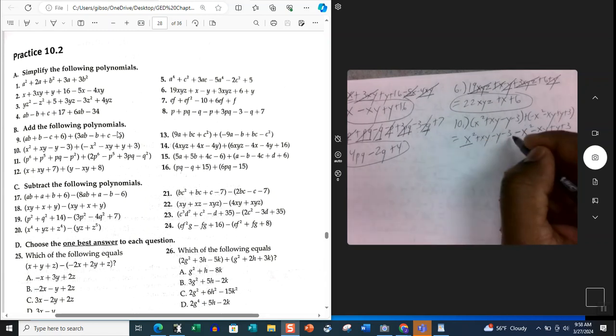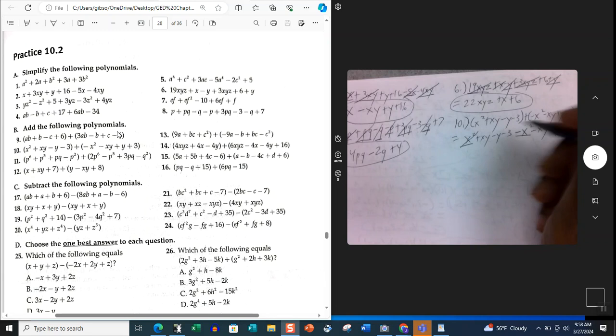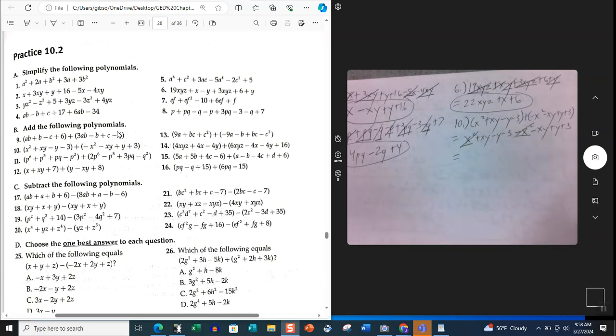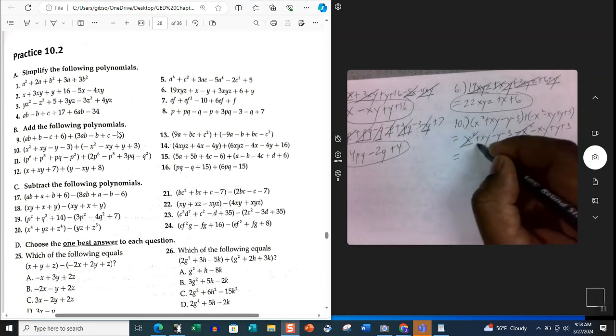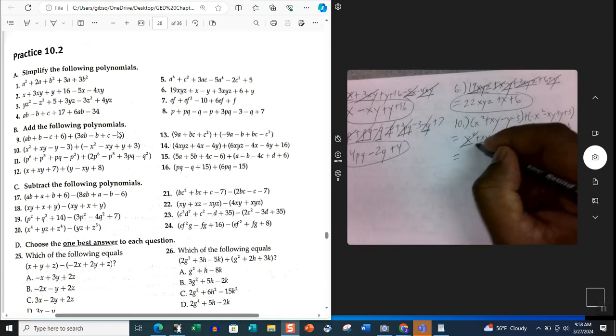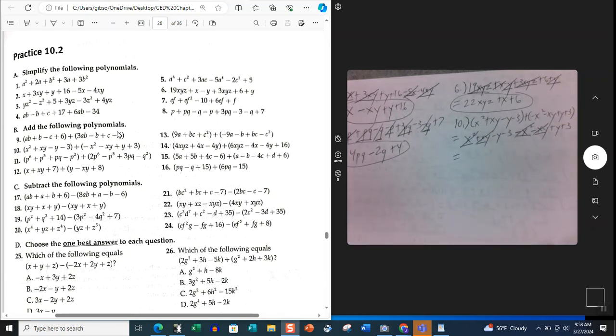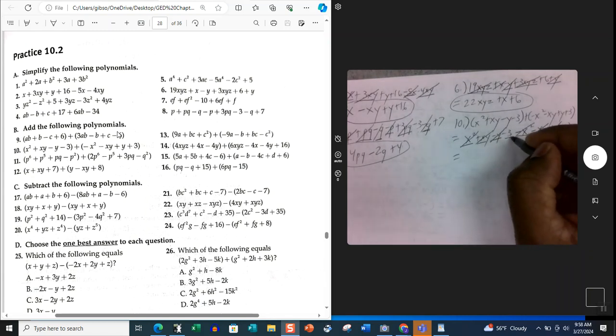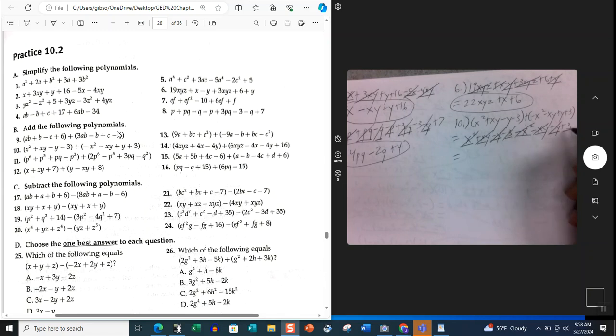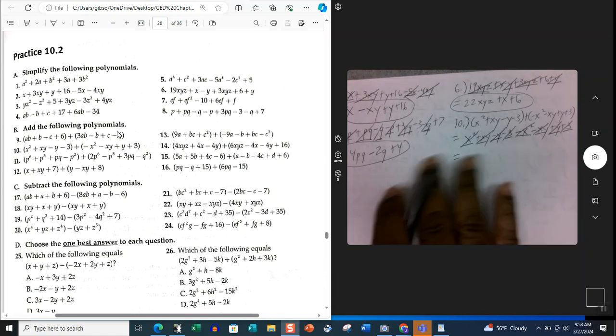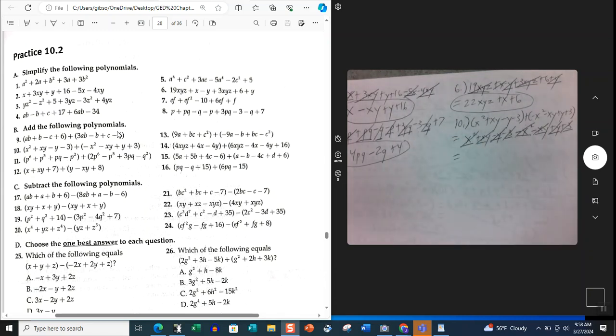So now we have x squared minus x squared. These simplify each other out. Now you add xy and negative xy. These simplify each other out. You add negative y and positive y. These simplify each other out. And then you add negative 3 and positive 3. They simplify each other out. Now when everything simplifies each other out, the answer is just 0. So number 10 is just 0.